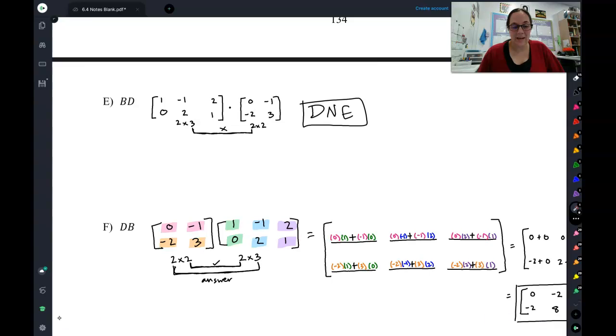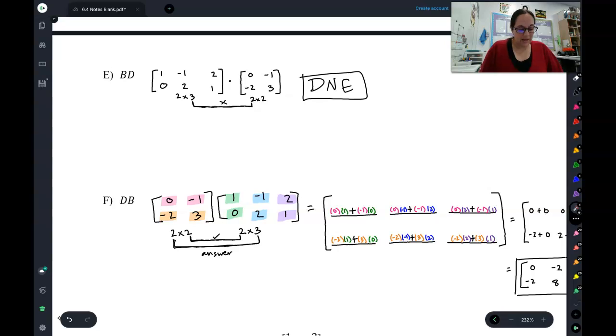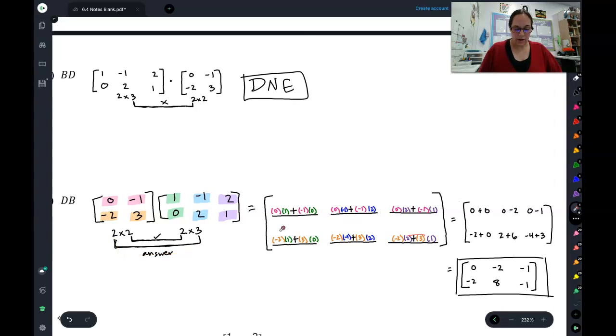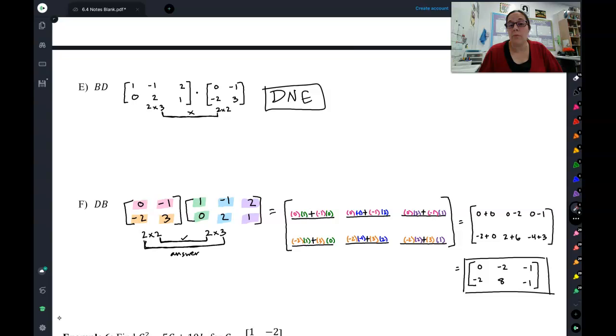Next, I did B times D. B is a 2 by 3, D is a 2 by 2. The inner numbers do not match, so I can write D and E right away. And D times B, so D is a 2 by 2, B is a 2 by 3. The inner numbers do match, and my final answer is going to be a 2 by 3. So I made a 2 by 3 here, filled it in with the patterns, solved it to get that as my final answer.